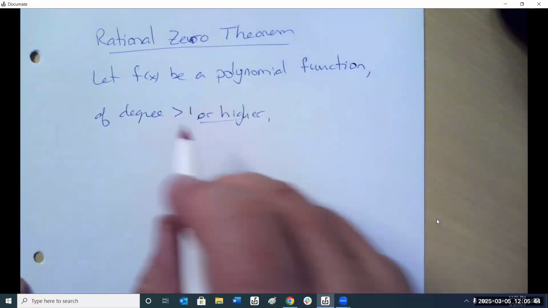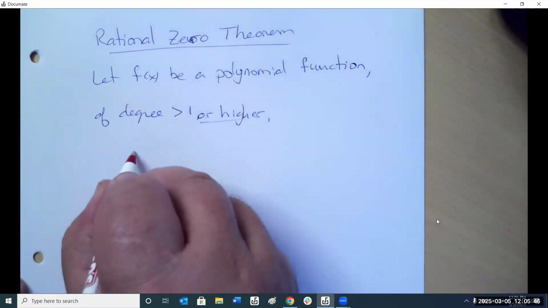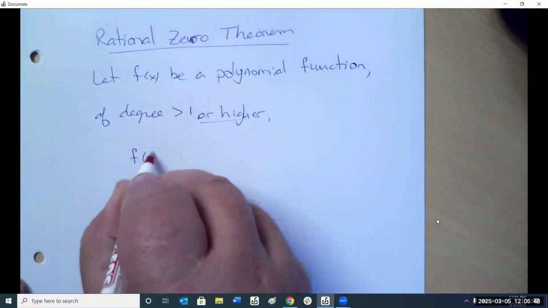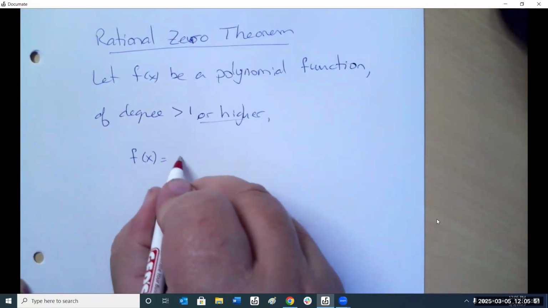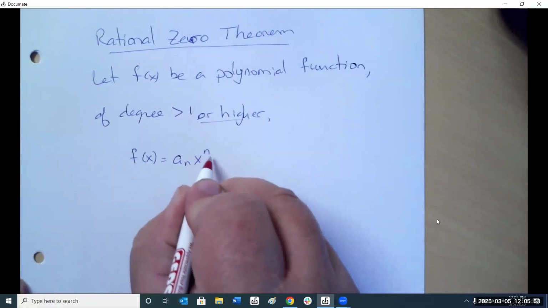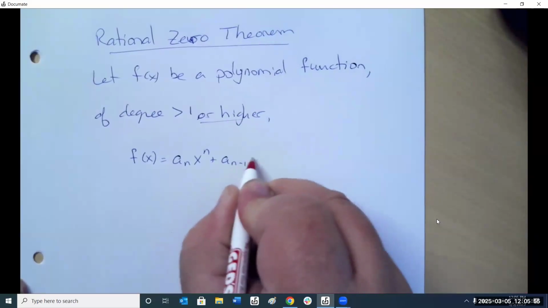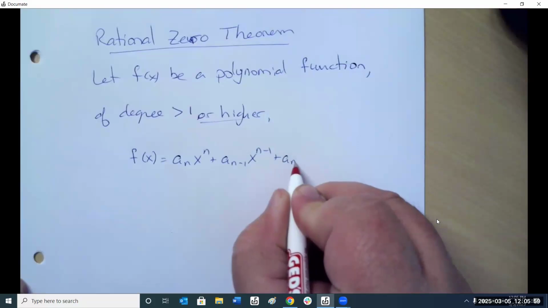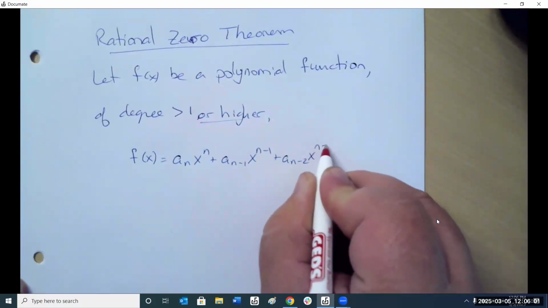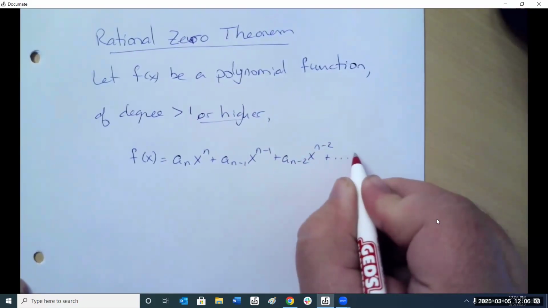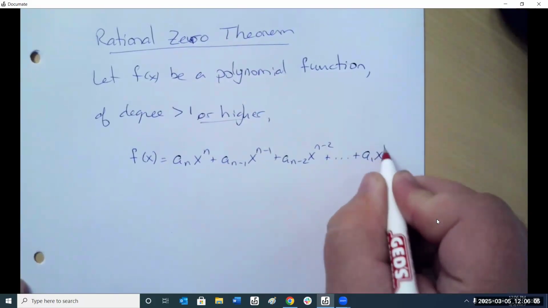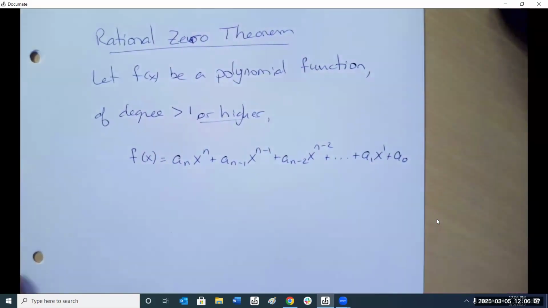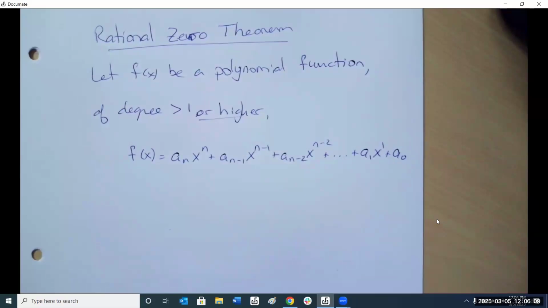Let f(x) be a polynomial function of degree n, and it looks like this. f(x) equals a_n x to the power n, plus a_(n-1) x^(n-1), plus a_(n-2) x^(n-2), and so on, plus a_1 x^1, plus a_0. So that in itself is telling you you should always put it in decreasing order.